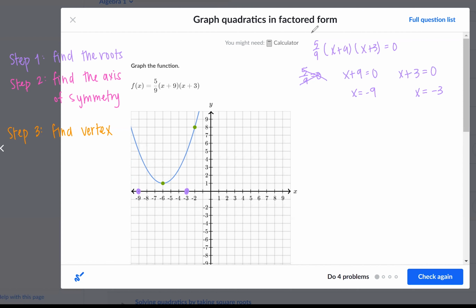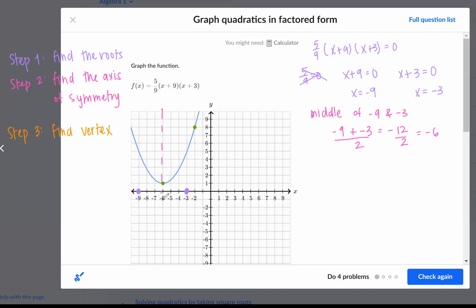So now I'm on to step 2. Find the axis of symmetry. This is in the middle. The axis of symmetry is running down the middle of my graph. So I just need to find the middle of -9 and -3. I do that by adding them together and then dividing by 2. Okay, so I know my axis of symmetry.